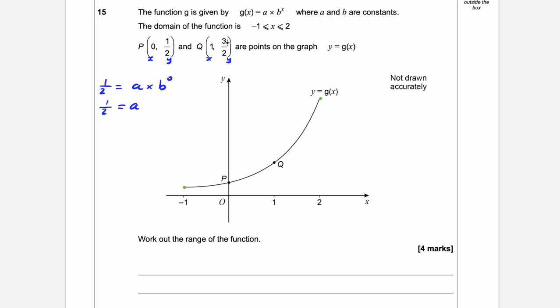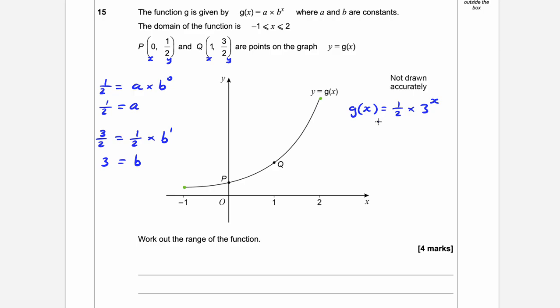Then let's sub in this coordinate. Y is 3 over 2. So 3 over 2 equals a times, I now know a, it's a half, times b to the power of x, where x is 1, so it's just b. And then multiply both sides by 2, and I get b is equal to 3. Okay, good. Now I have g of x. It is a half times 3 to the power of x.